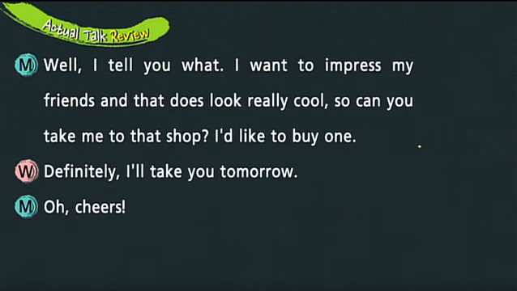And then Eugene finally says, well, I tell you what, I want to impress my friends. Perhaps he wants to make his friends kind of jealous. And he says, and that does look really cool. So, can you take me to that shop? I'd like to buy one. And she says, definitely, I'll take you tomorrow. And of course, Eugene finally ends the conversation by saying cheers.